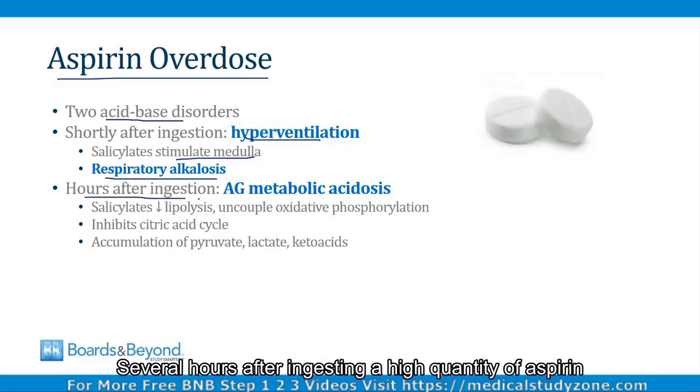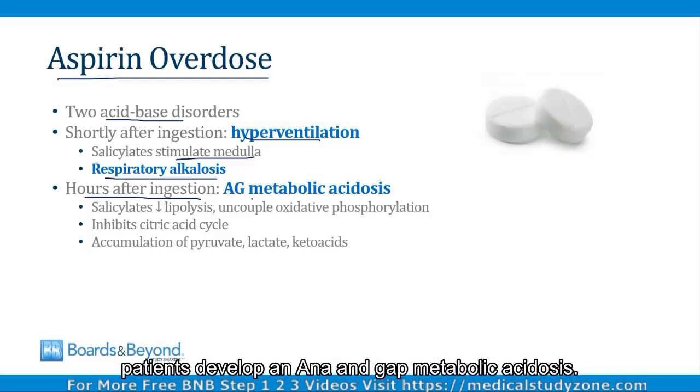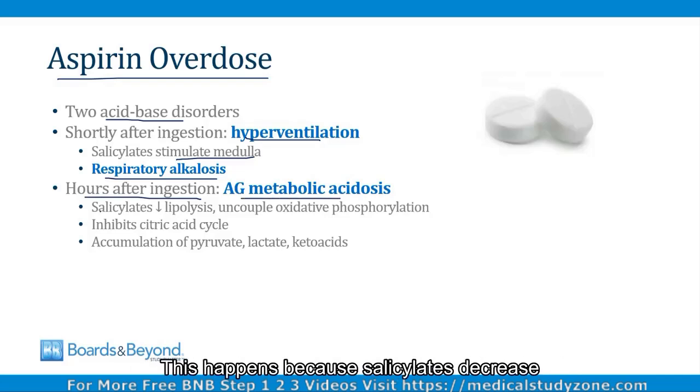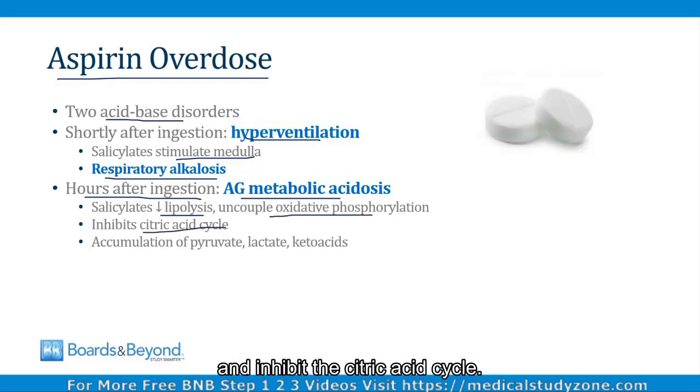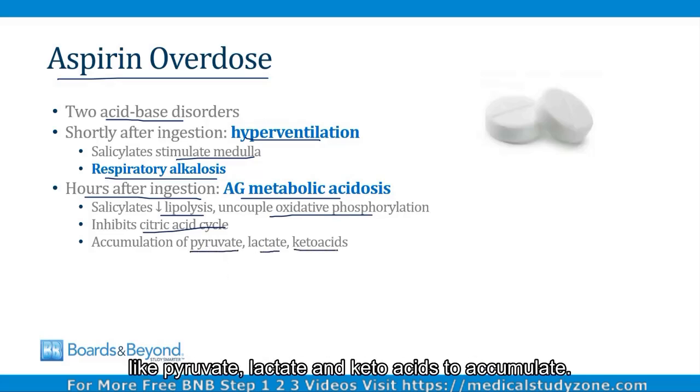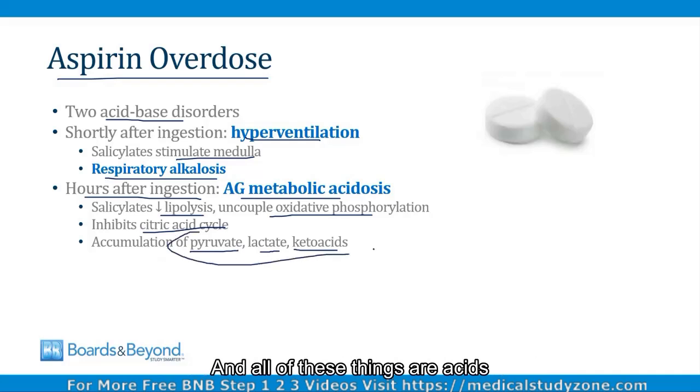Several hours after ingesting a high quantity of aspirin, patients develop an anion gap metabolic acidosis. This happens because salicylates decrease the rate of lipolysis, so therefore there are more fatty acids around, and they also uncouple oxidative phosphorylation and inhibit the citric acid cycle. This causes biochemical intermediates like pyruvate, lactate, and keto acids to accumulate, and all of these things are acids, so therefore they're going to cause an anion gap metabolic acidosis.